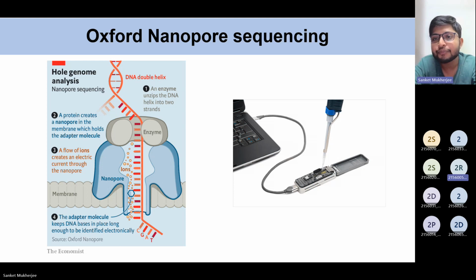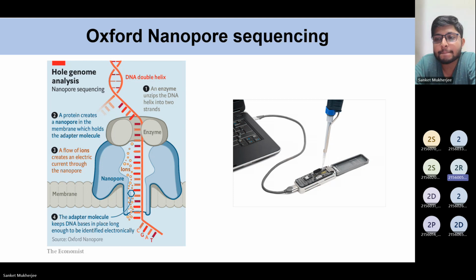That is clear? Yes sir. So there will be a change in electrical charge. Based on which charge corresponds to which particular base, they have developed their own software. When they give you this machine, they also give you their software, which analyzes that. So that is determined by the ionic environment inside this adapter protein. Yes.